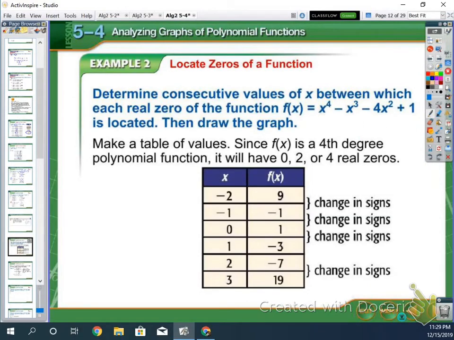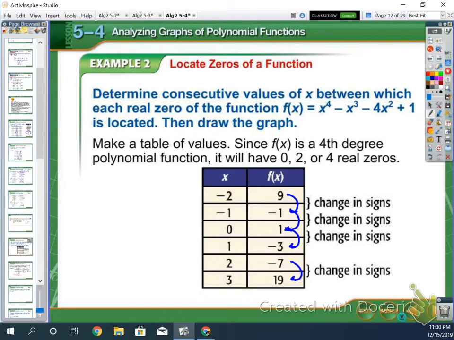So looking at this, if we relate this to a table, determine consecutive values of x between which each real zero of the function is located. Then draw the graph. So if we're looking at this table, and you're seeing all these changes in signs over here to the right of the table, what they're talking about is from 9 to -1, we went from a positive number to a negative number. Then we went from -1 to +1, another change in signs. Then +1 to -3, that's another change in signs. -3 went to -7 next. That didn't change signs. Those are both negative, but then -7 changed to -19. That's a change in signs.